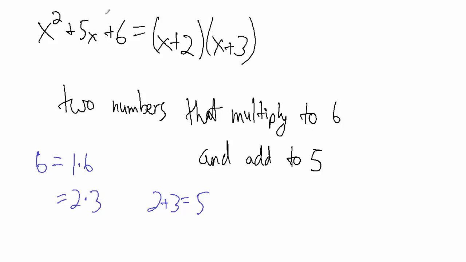Okay, we find two numbers that multiply to this guy here and add to this guy right here. Okay, they have to multiply to the constant term and add to the coefficient on the x part. And it's 2 and 3. Now we could have put the 3 here and the 2 here. It doesn't matter because it's just plus and plus anyway. But anyway, if we take x squared plus 5x plus 6 and factor it, then we get x plus 2 times x plus 3.